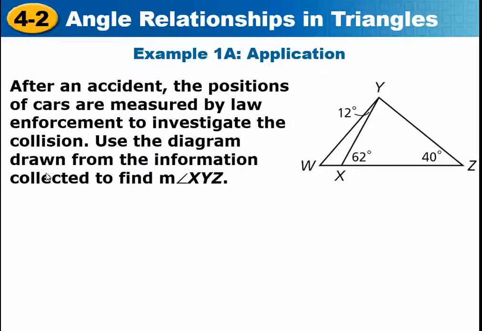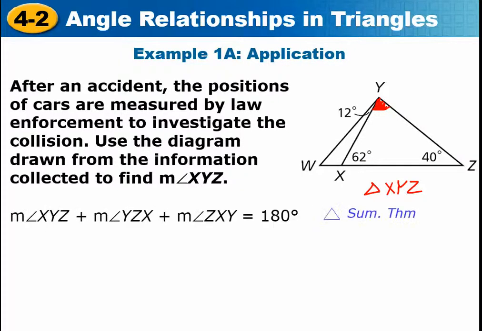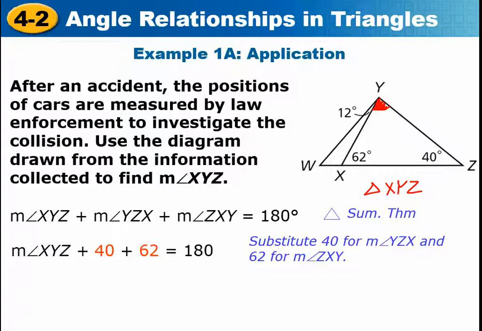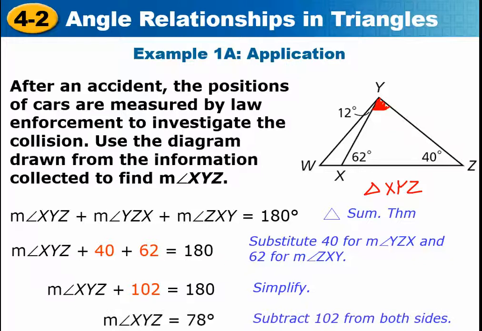You should be really good at finding which angle they're talking about. In this case, they're talking about this angle up here. So that means that we're looking at triangle XYZ. We're not worried about this little W part here right now. In triangle XYZ, we know two of the angles, one's 62 and one's 40. If we added the missing one together with those, it would have to equal 180. So you plug in the 40 and the 62, and you're missing one thing, the measure of angle XYZ, which is what we're trying to find. We subtract, and we find that it's 78 degrees.